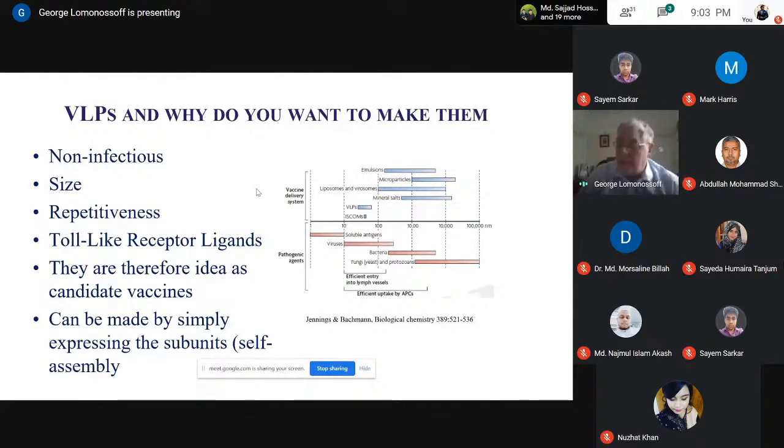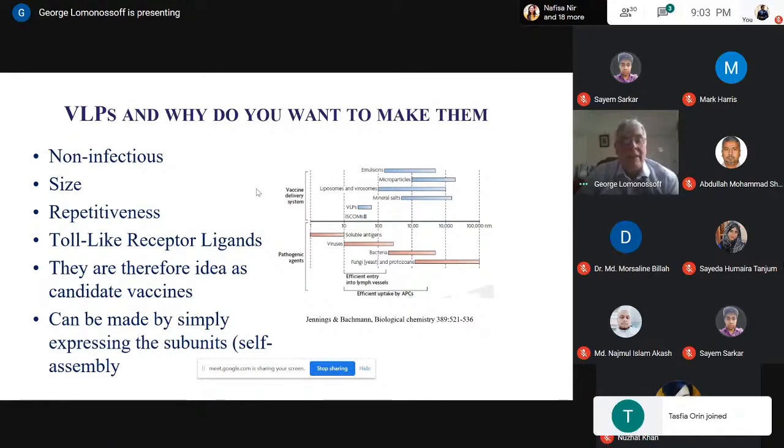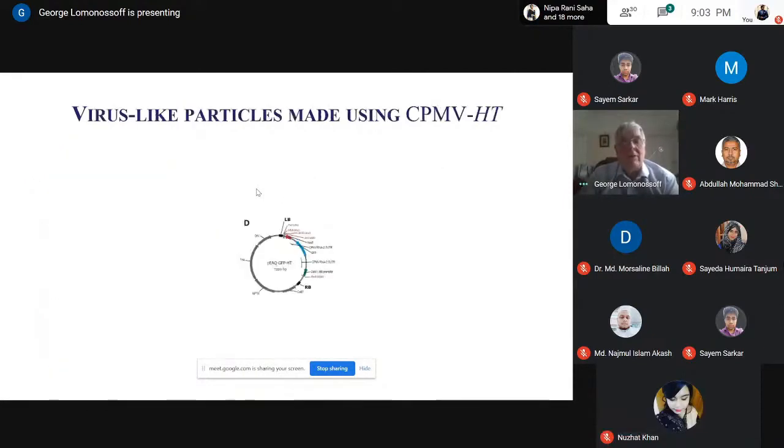Now, in some cases, it's a little bit more complicated because you need a processing step, and Nick talked about poliovirus, where that's the case. And so I'm going to just give some examples of the kind of things we've made in plants using this system. For instance, we talked about human papillomavirus. Well, that's obviously well established in a commercial sense.